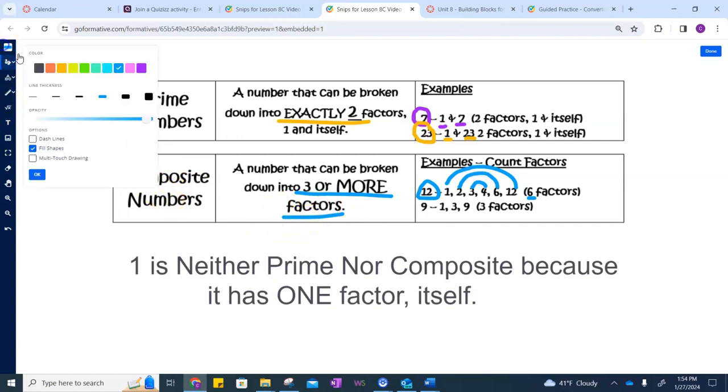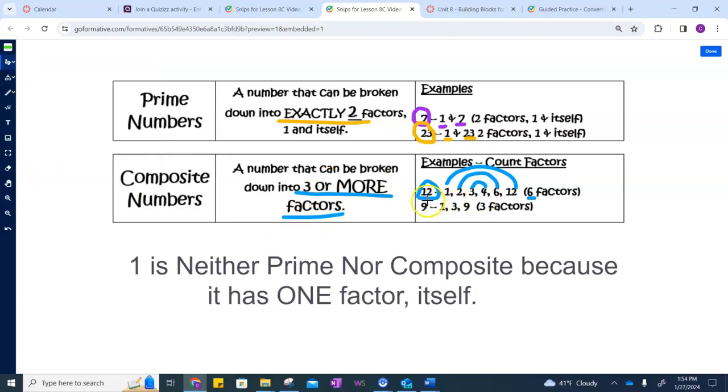And then finally, 9 is another example of a composite number. This composite number 9 has 3 factors. It's got 1, 9, and 3. Remember, when we have 3 times itself and we repeat a factor, we only count that factor once. That's why we have 3 factors for 9. So both of these fit the definition. 12 and 9 each have 3 or more factors, so they are considered composite numbers.